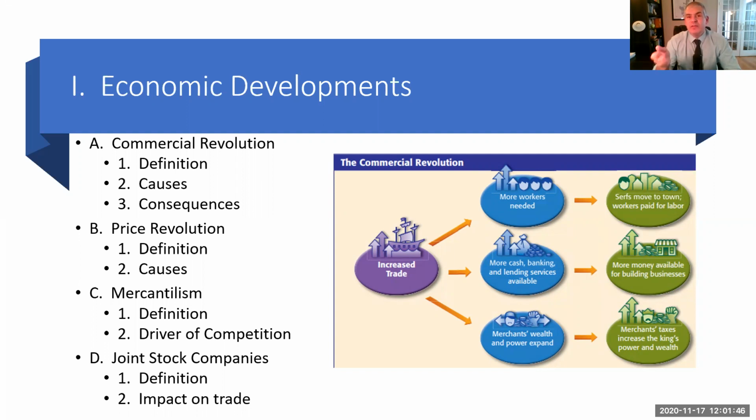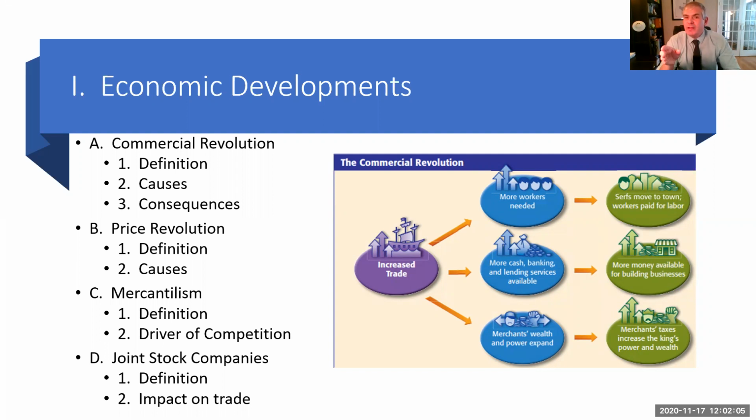Now, the consequences are nicely summed up by the visual on your right. So as you see, increased trade does three things. One, increases the need for workers. So this is told from really a European point of view. The idea that serfs are going to start moving to towns to do more work.